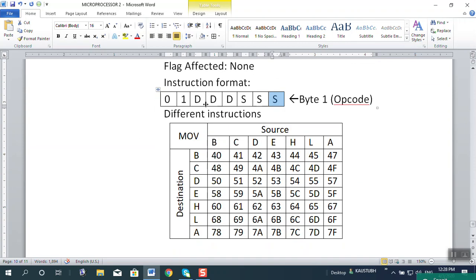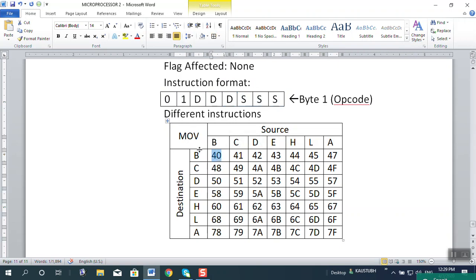So here I am forming this table. This is the source, SSS, and this is the destination. The instruction is MOV B, B. This is your destination, this is your source. If it is B, this DDD or SSS is 000. So 000 and again 000, so the output will be 0100 0000, that is 4, 0, so the output is 40 hex.